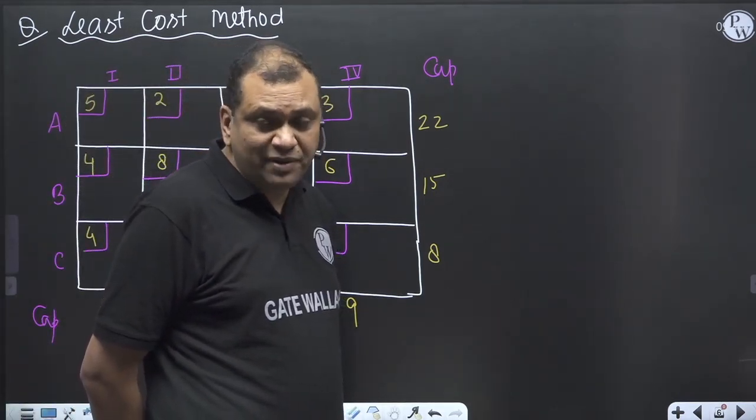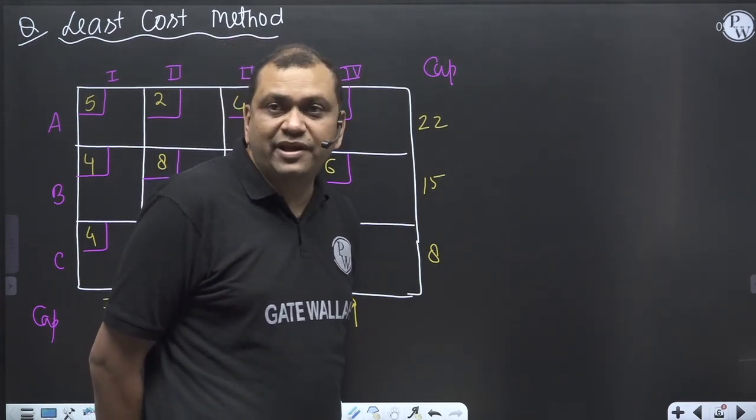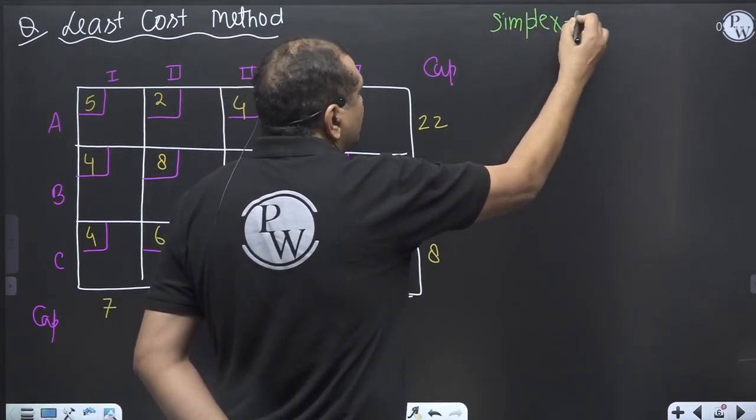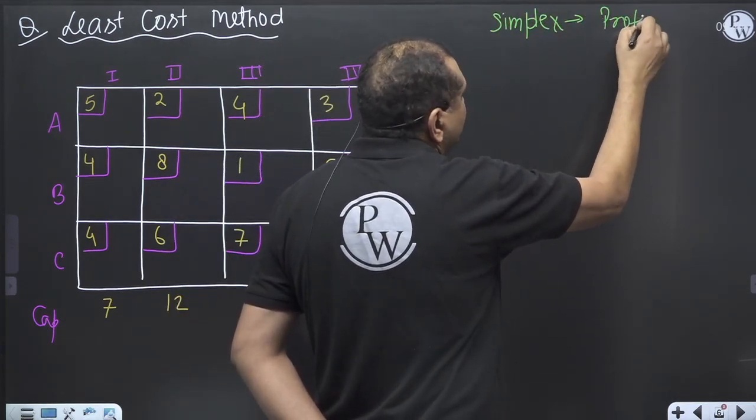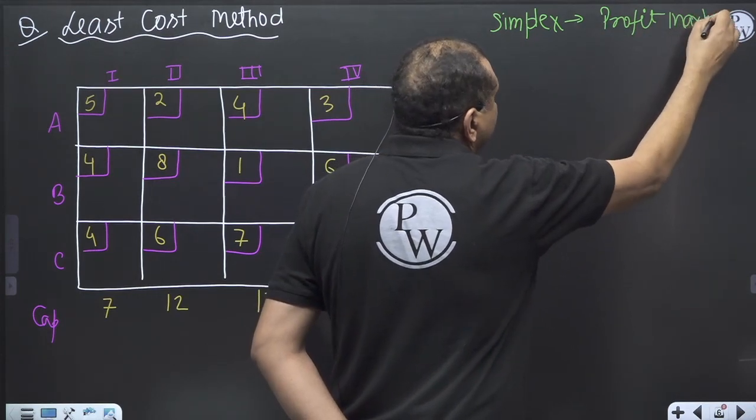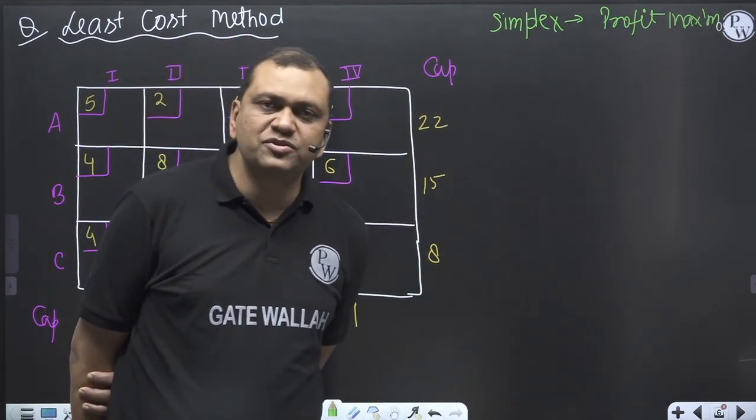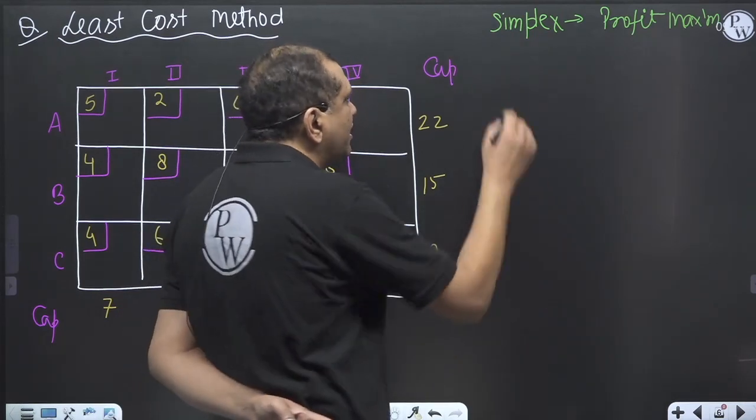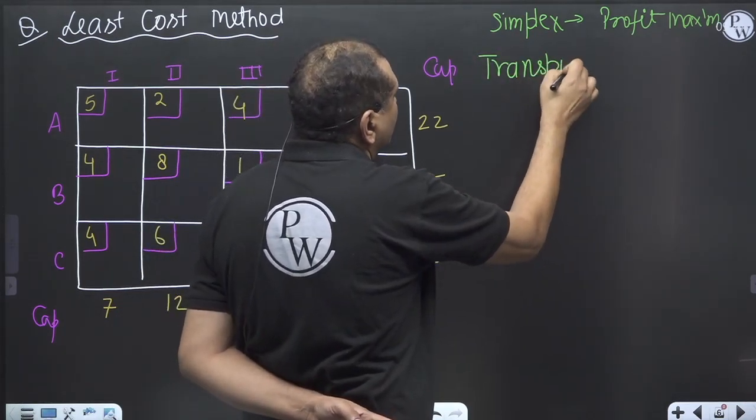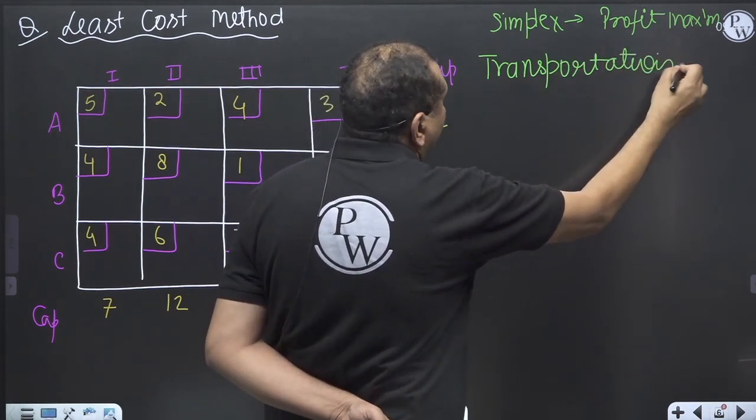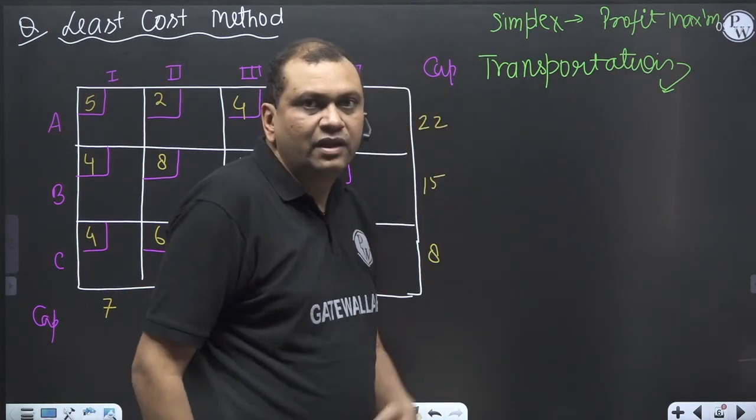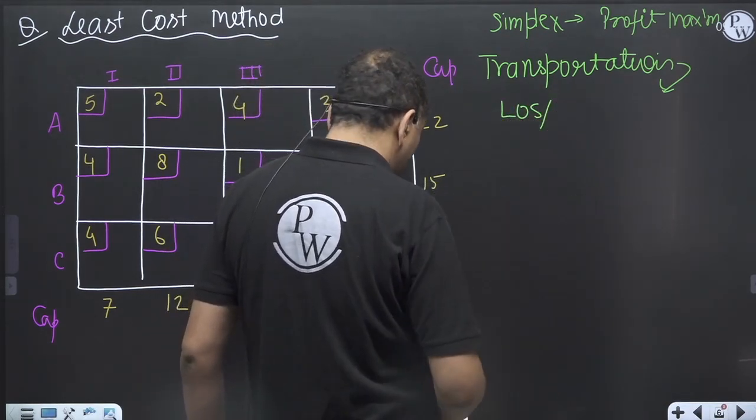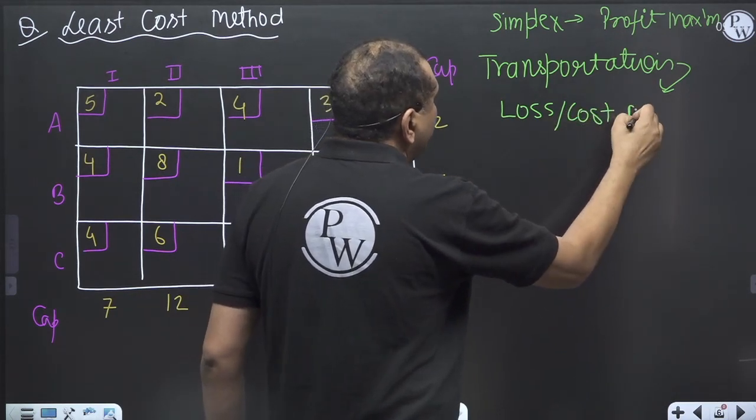I told you in the last simplex lecture that simplex is meant for profit maximization. Simplex problems are meant for the profit maximization, and this transportation is for loss minimization or the cost minimization.